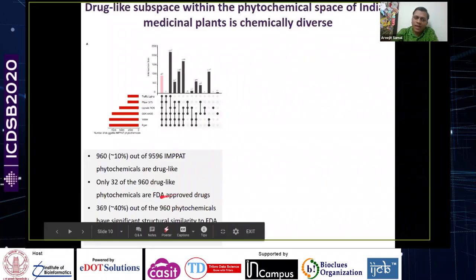And if you ask whether any of these 960 phytochemicals have significant similarity, the similarity is evaluated based on the Tanimoto coefficient, which is a metric used to compute chemical similarity. So we used a similarity greater than or equal to 0.5 with any FDA approved drug to say whether a phytochemical, which is drug-like, is similar to an FDA approved drug or not. We find that only roughly 40% of these 960 have any structural similarity to any FDA approved drug.